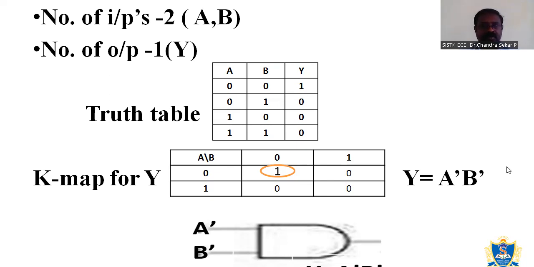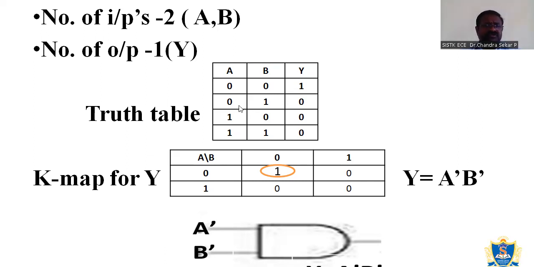Then we have to draw the logic circuit. A bar and B bar are the inputs. Here we can use the AND gate. The output is Y. Now you can check the combination of the inputs, whether you receive the exact output or not. Here A is 0 and B is 0. A is 0 means A bar will become 1, B bar will become 1. Then the output will be 1.